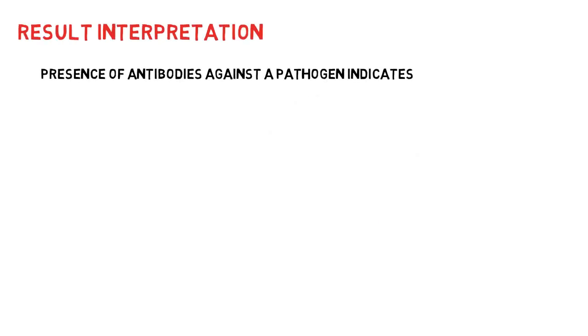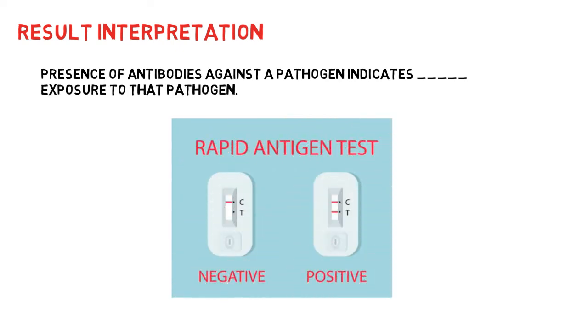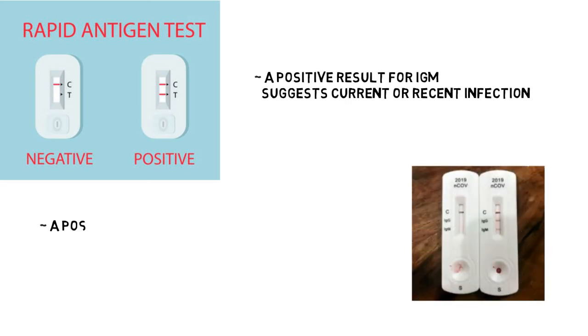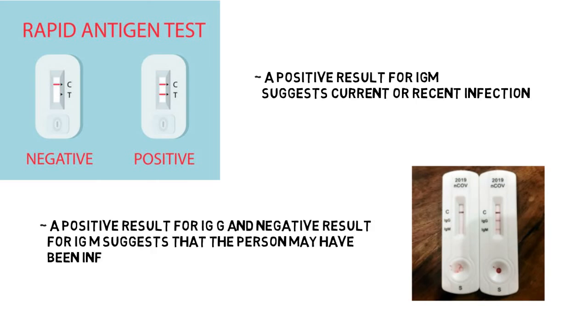Now, what does it mean if a person has a positive result? The presence of antibodies against a pathogen in a person's blood indicates that they have been exposed to that pathogen. A positive result for IgM suggests that a person is currently or recently infected, while a positive result for IgG and negative result for IgM suggests that a person may have been infected or immunized in the past.